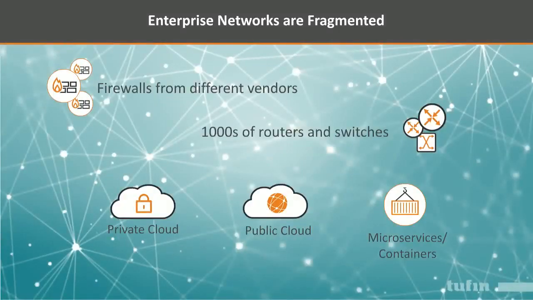So what we see today is that enterprise networks are fragmented, and we all see that. We have firewalls from various different vendors. We have thousands of routers and switches in large organizations, and we have complex environments. So we normally have a combination of private cloud, public cloud, and various microservices or containers. And all of that creates a very, very complex environment that we need to deal with.